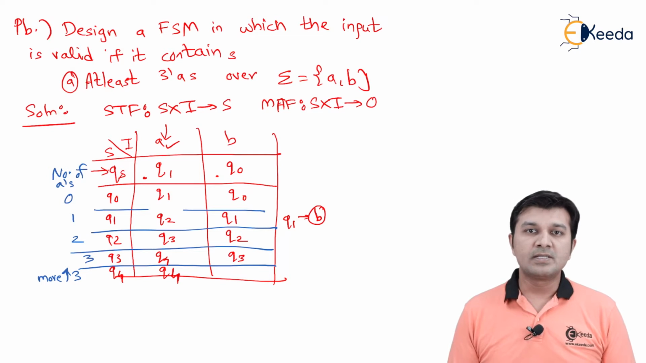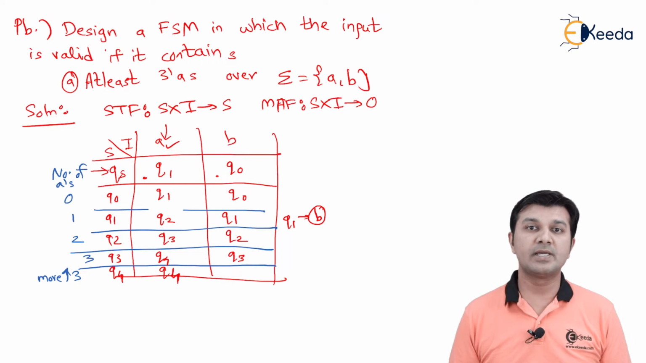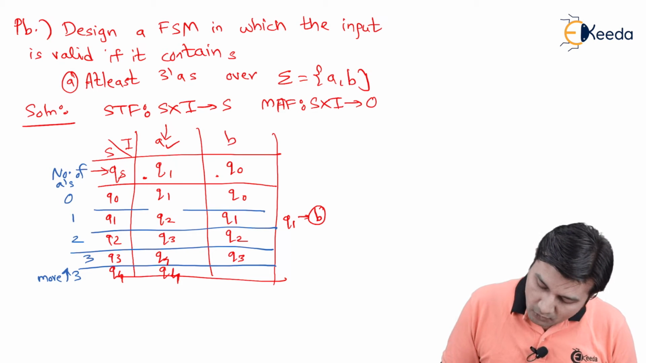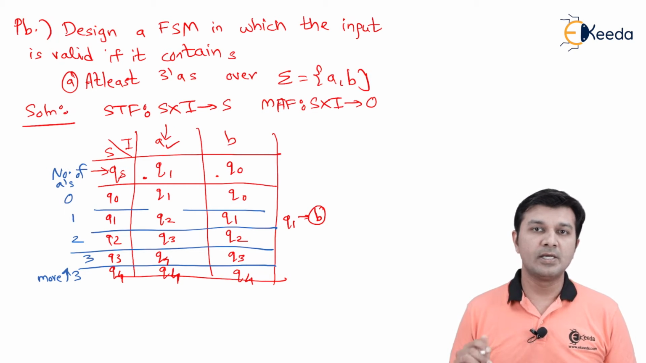Therefore, Q4 on receiving A will remain in state Q4 only because the number of A's are still more than 3. Similarly, Q4 on receiving B, number of A's were initially more than 3 and one B came across, doesn't make any difference and it will still remain in the state Q4. Therefore, Q4 on B again remains in state Q4.